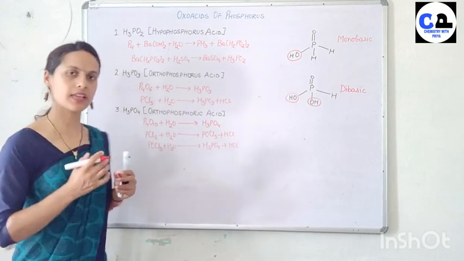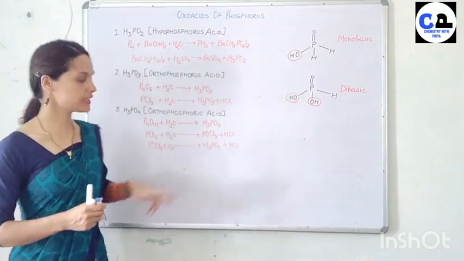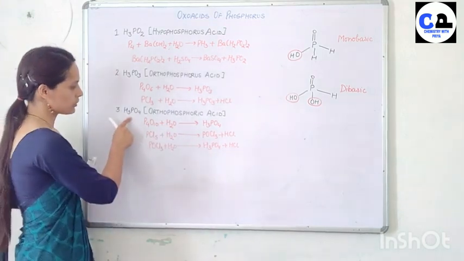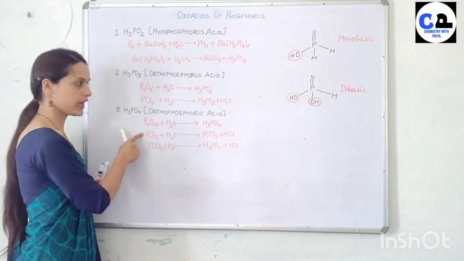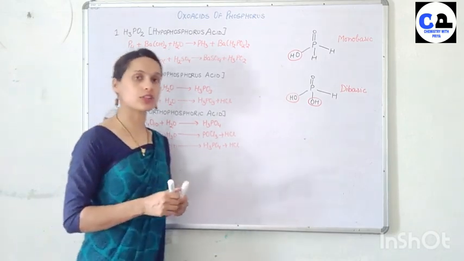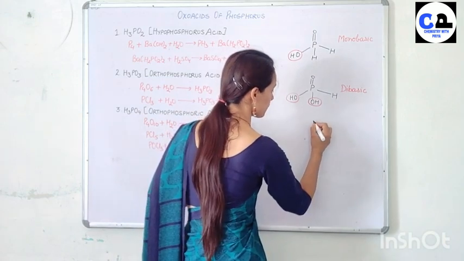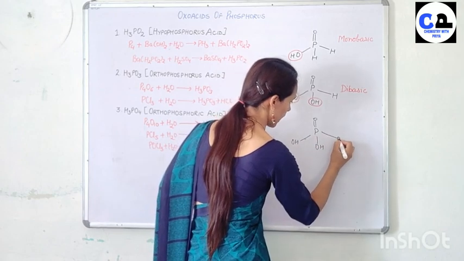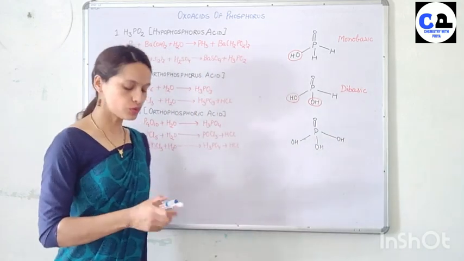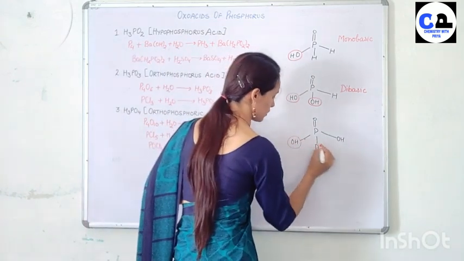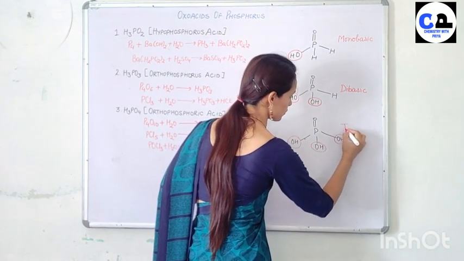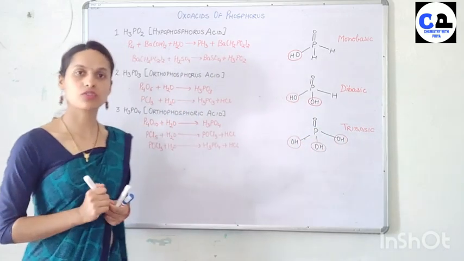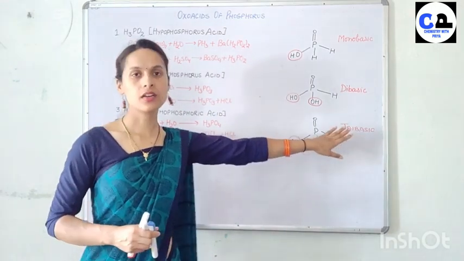So the final product is H3PO4. Though the reaction is completed in two steps, the final product is H3PO4. So we can prepare H3PO4 either by this method or by this method. And the structure of H3PO4 is P double bond O, single bond OH, single bond OH, and single bond OH. So due to the presence of three replaceable hydrogen which are attached with the oxygen, it is an oxoacid, and it is tribasic.